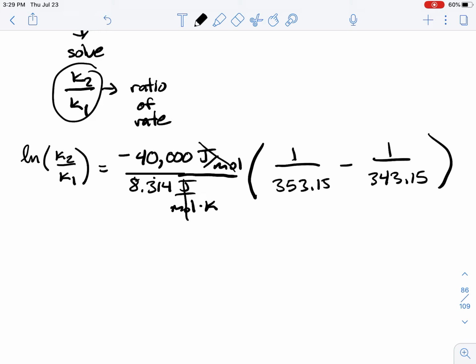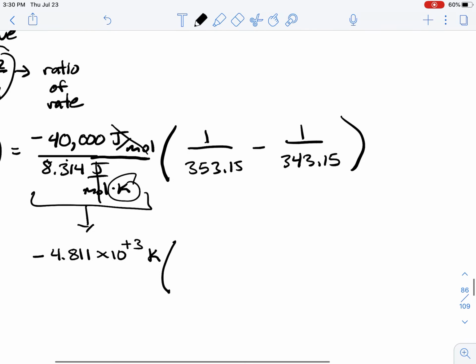So I'm going to do this in pieces. I'll do the first fraction first. So negative 40,000 divided by 8.314. If I plug this term into my calculator, I get negative 4.811, and then this is going to be times 10 to the positive 3. Or actually, no. Once I divide those two, this Kelvin is going to jump all the way up to the numerator.